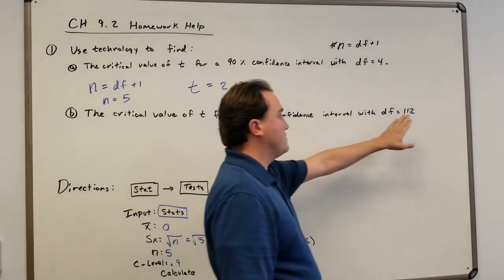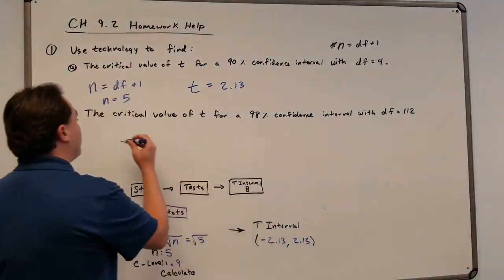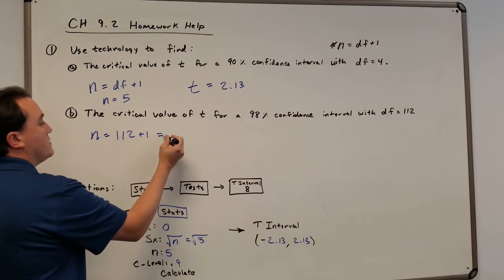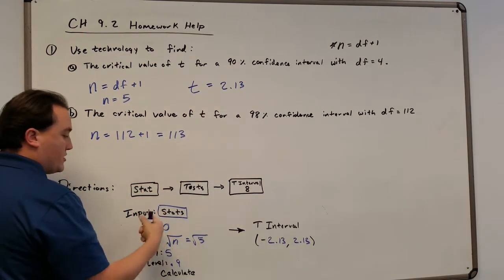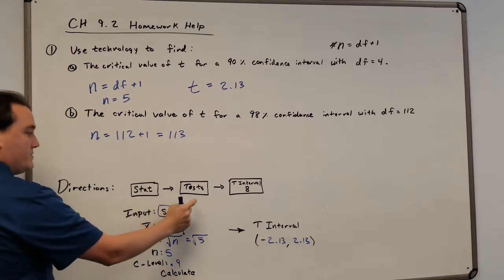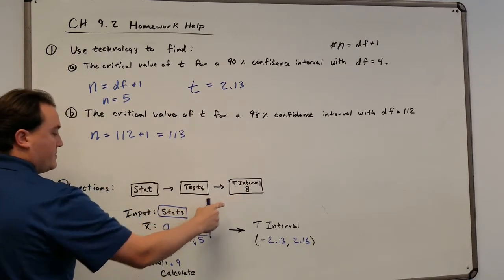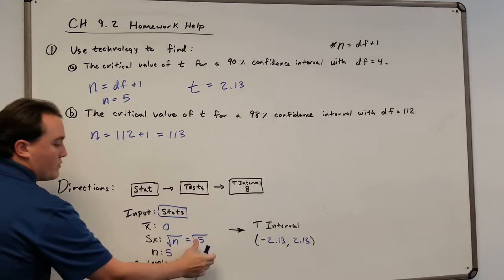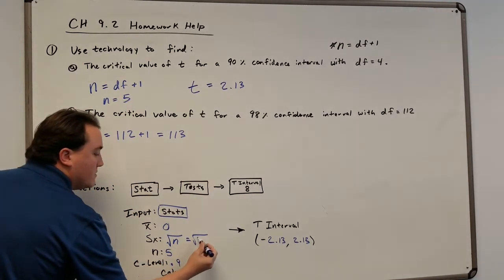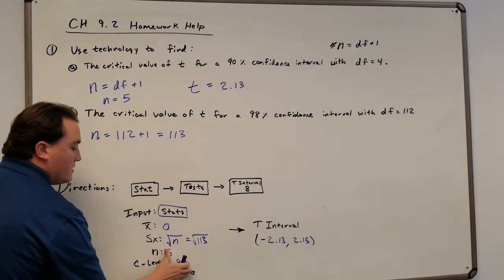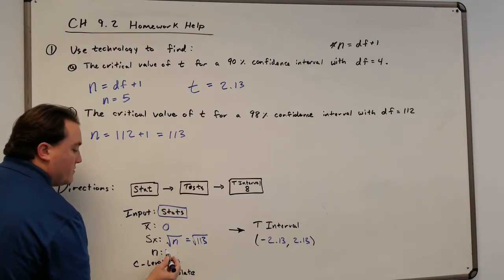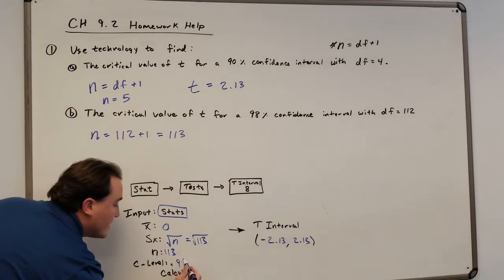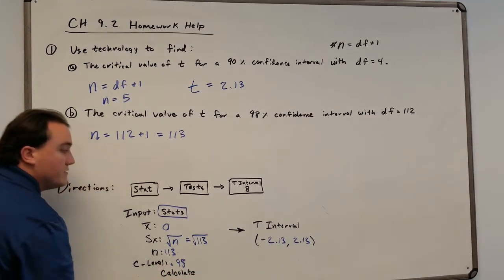Okay, so the second part of this problem says basically the same thing. 98% confidence interval, degrees of freedom is 112. So we know our n is 112 plus 1, or 113. So we just change these few numbers. Press stat, test, 8. Then make sure it's on stats. The mean is 0, the square root of 113. N is 113 with 0.98 this time. You hit calculate.